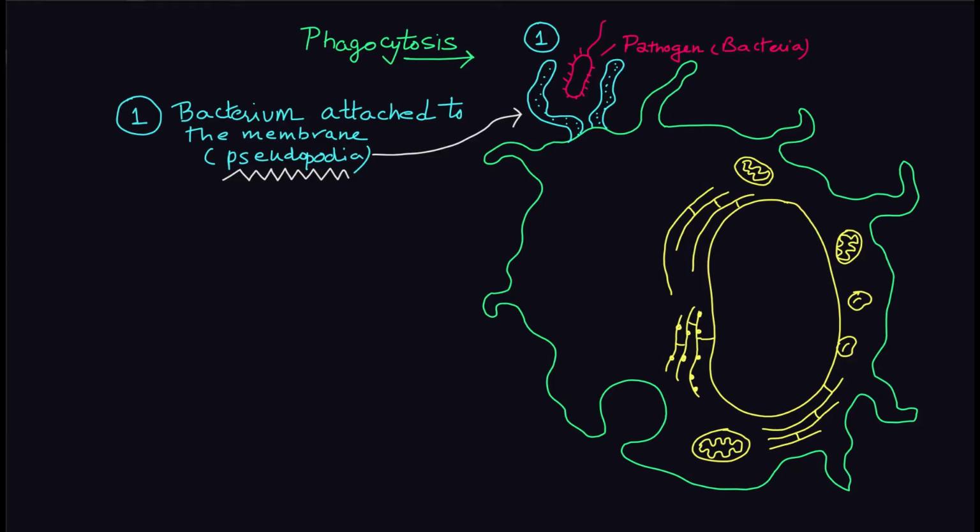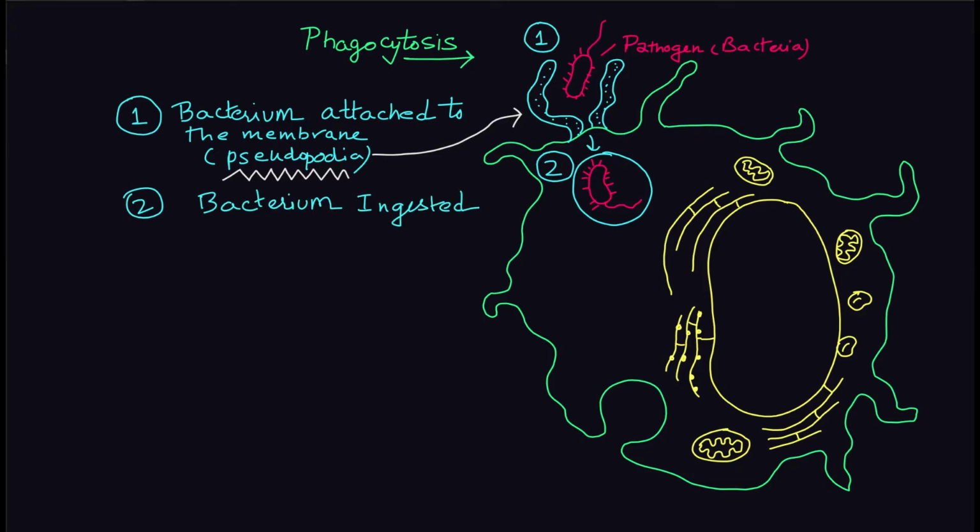And then what is going to happen, this bacterium is going to be ingested by the cell, and it will be contained inside a membrane-bound structure known as phagosome. So this will be the step 2, where bacterium will be ingested. So let me write it down: bacterium ingested inside the phagosome. So this is the step 2, where you have bacteria contained inside a membrane-bound structure which is known as phagosome.